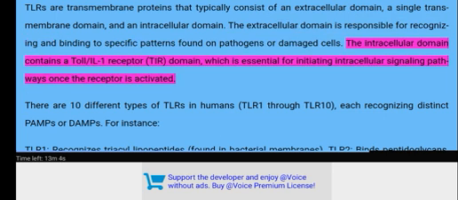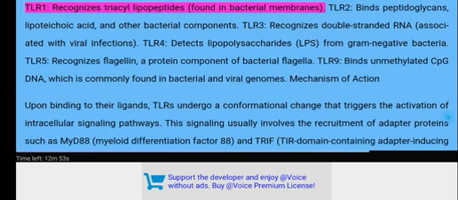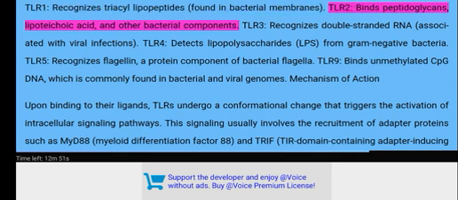The intracellular domain contains a Toll-IL-1 receptor TIR domain, which is essential for initiating intracellular signaling pathways once the receptor is activated. There are 10 different types of TLRs in humans, TLR1 through TLR10, each recognizing distinct PAMPs or DAMPs. For instance, TLR1 recognizes triacyl lipopeptides found in bacterial membranes. TLR2 binds peptidoglycans, lipoteichoic acid, and other bacterial components.